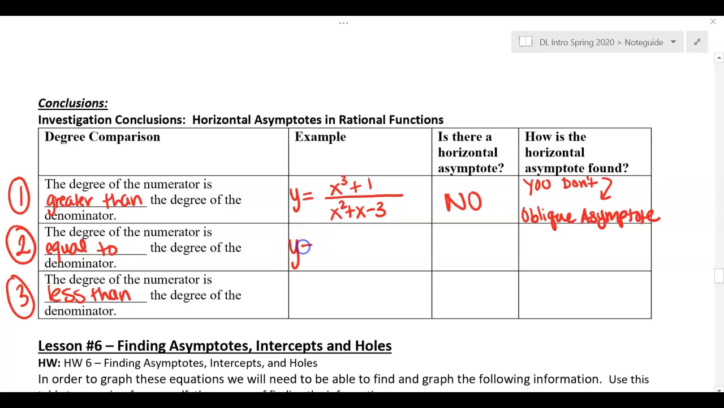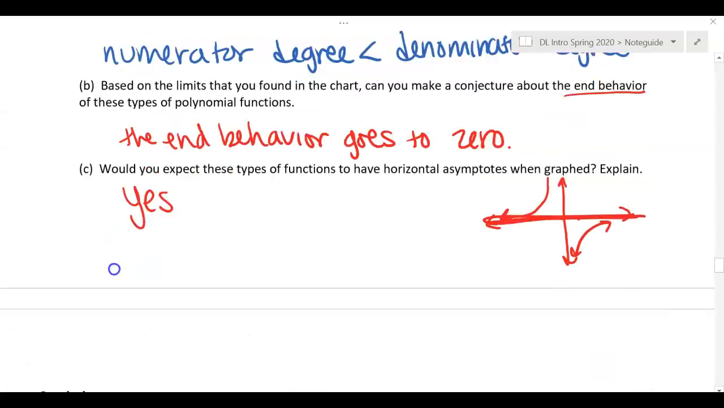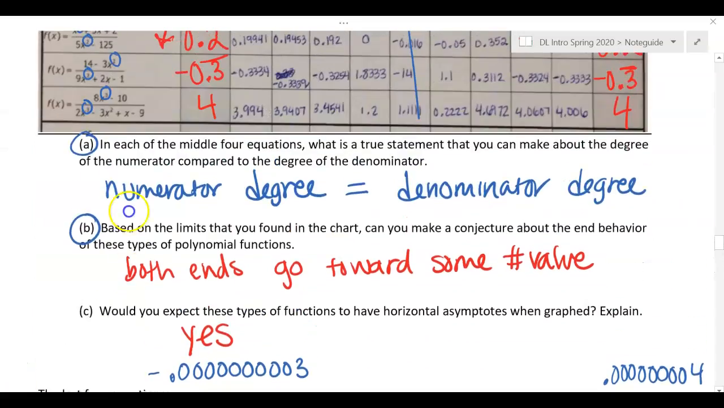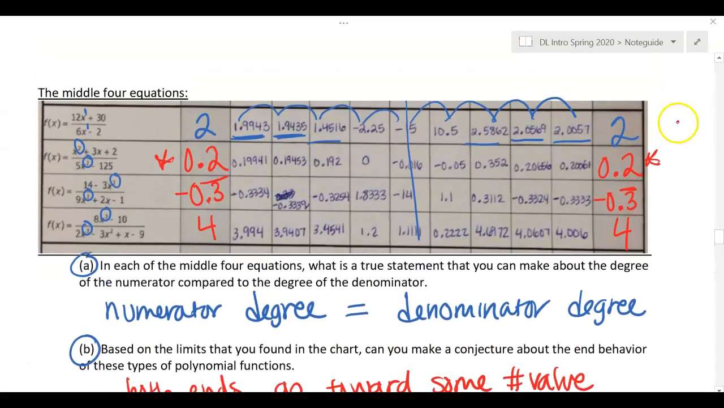If they're equal to each other, that means that we're looking at something like this. Okay. Is there a horizontal asymptote? We said yes. So how do you find it? So this one was a little tricky. Let's go back and look at the numbers. They were different numbers here. This one would have a horizontal asymptote at 2, this one at 0.2, this one at negative 0.3 repeating, and this last one at 4.